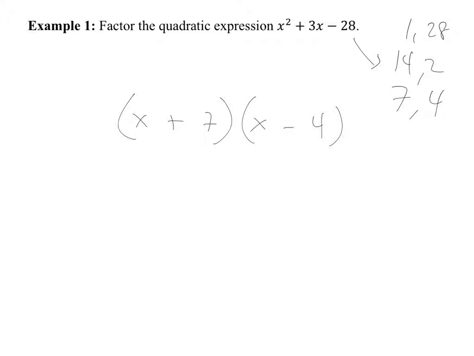So when in doubt, start by factoring whatever the C value is. Come up with a list of factors. See which one of those lists of factors with the appropriate plus or minus signs can give you the B value. You know that these signs have to be opposites because you have a negative 28. So one has to be positive, one has to be negative.